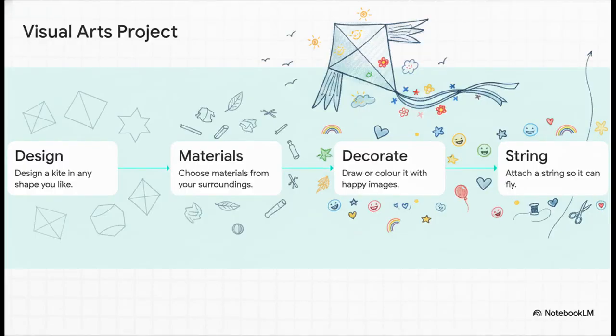The student's journey involves 4 steps. First, designing a kite in literally any shape. Second, actively choosing materials from their surroundings. Third, decorating it with images that represent happiness to them. And fourth, actually engineering it with a string so it can fly. They're evaluated on their material choices, their problem solving, and later, their ability to discuss their kite with peers. It's comprehensive and it's highly engaging.